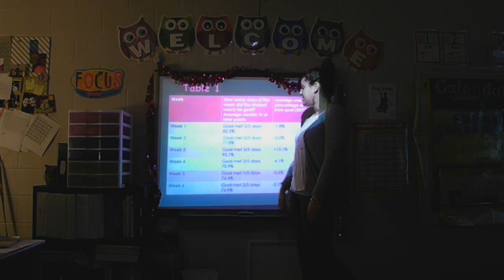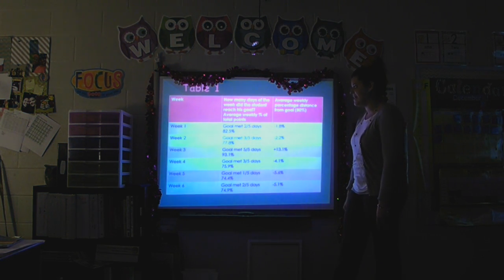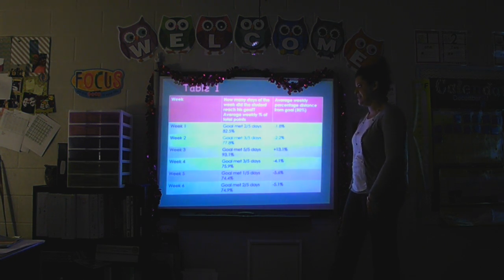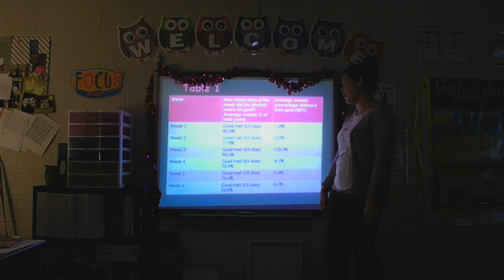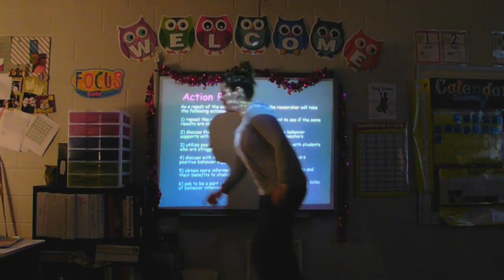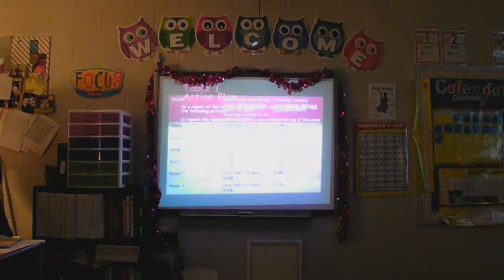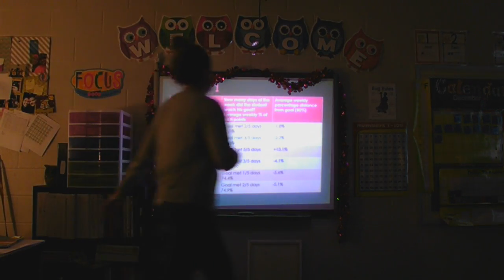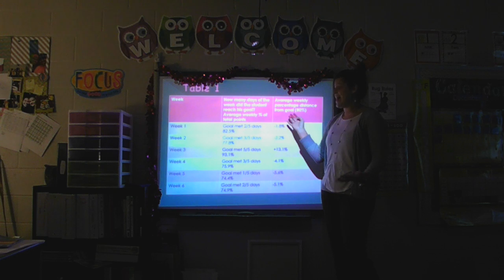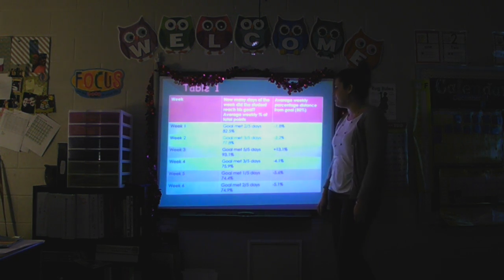For week 2, he met his goal 3 out of the 5 days, and his weekly percentage of total points was 77.8%. So obviously in week 2 he did not meet his goal. However, he was only negative 2.2% away from his average weekly percentage from his goal.